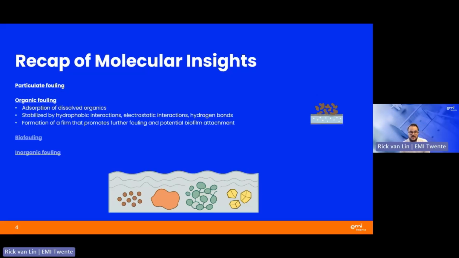Next up, there's organic fouling. This is typically adsorption of dissolved organics, such as humic acids, proteins, oils, surfactants. And these are stabilized by hydrophobic interactions, electrostatic interactions, hydrogen bonds, and leads to a formation of films that promote further fouling and potential biofilm attachment.